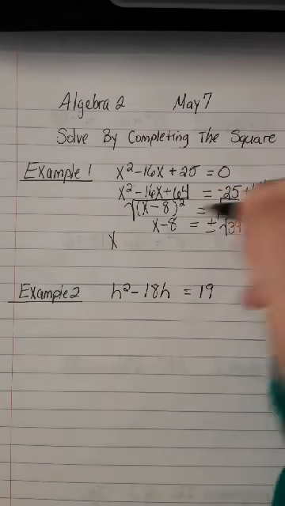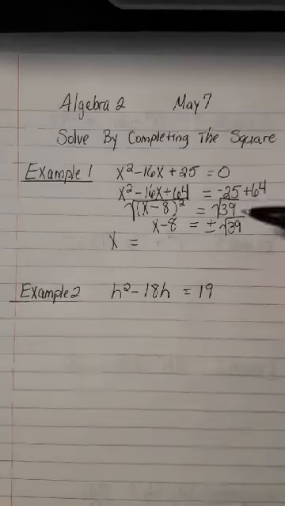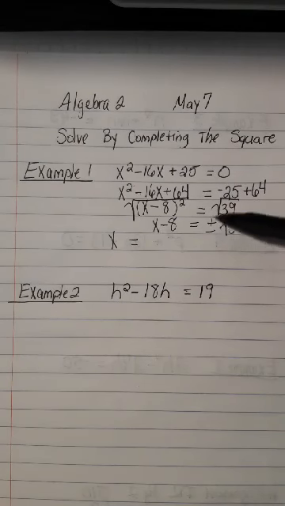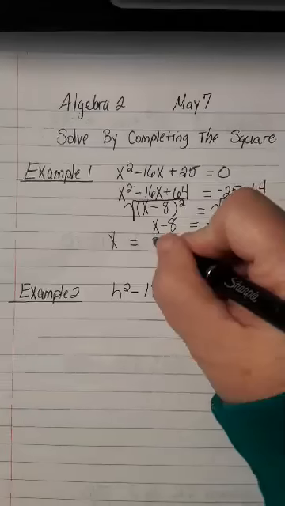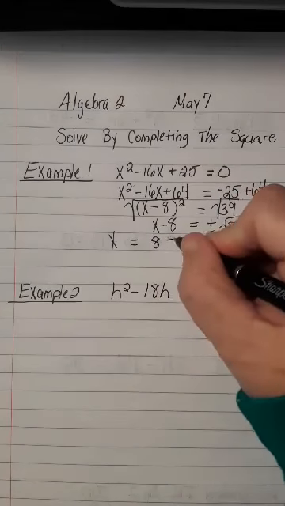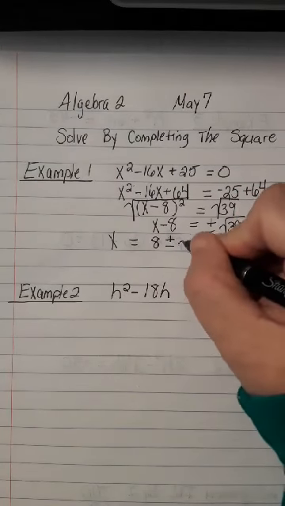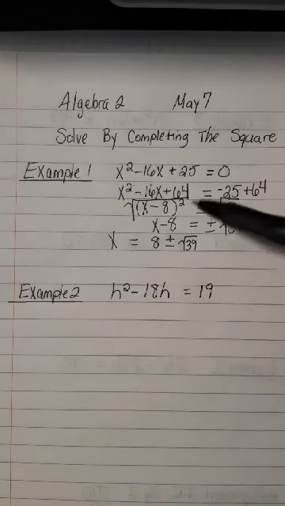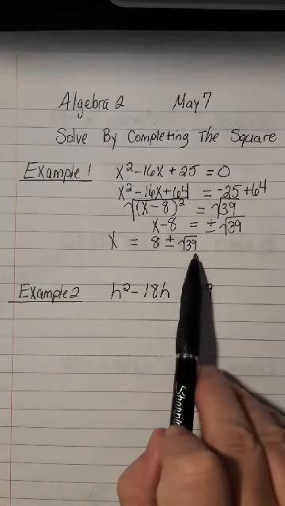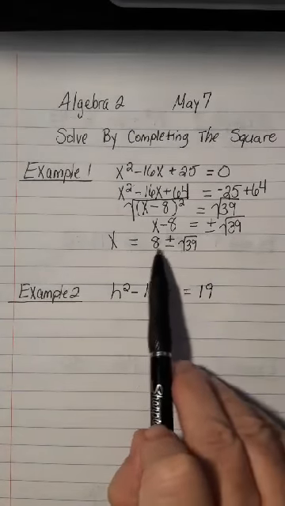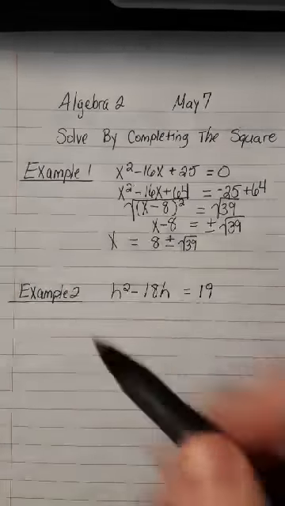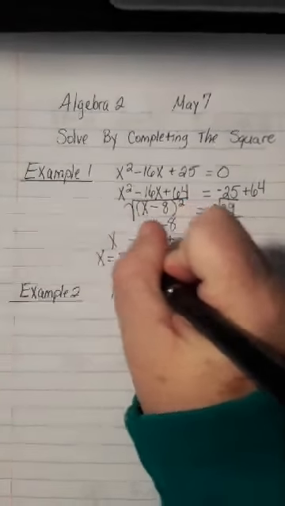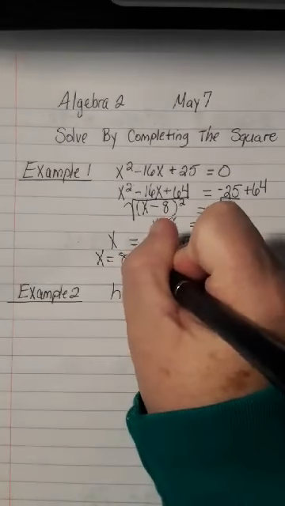This minus 8 goes to the other side, and it's going to become plus 8. And I'm going to put that positive 8 in front of my plus or minus right here. So that's going to be 8 plus or minus the square root of 39. And then you just split your two answers up. You've got to do 8 plus the square root of 39 and 8 minus the square root of 39. So x equals 8 plus the square root of 39.